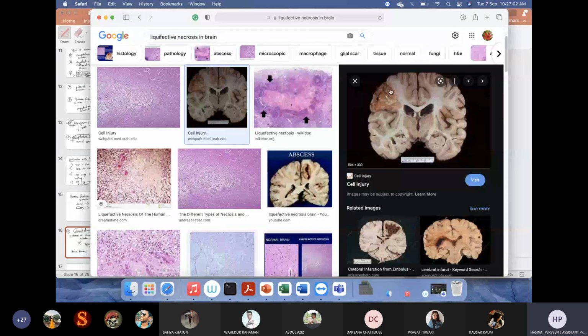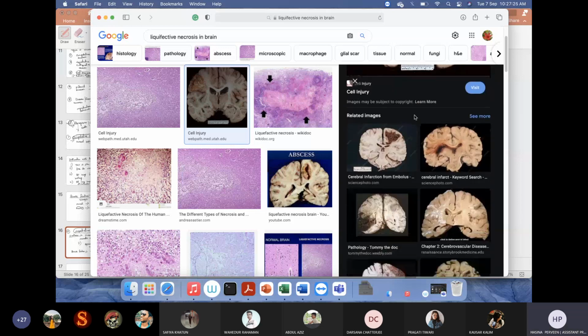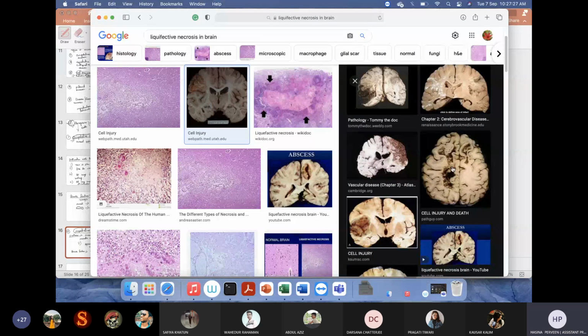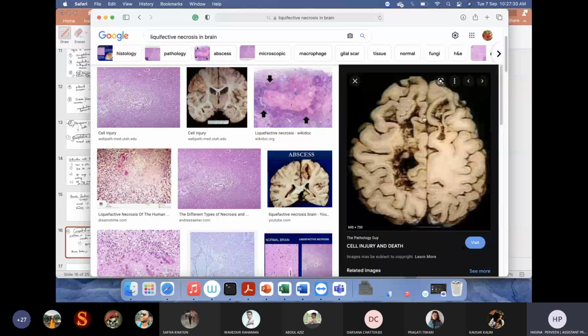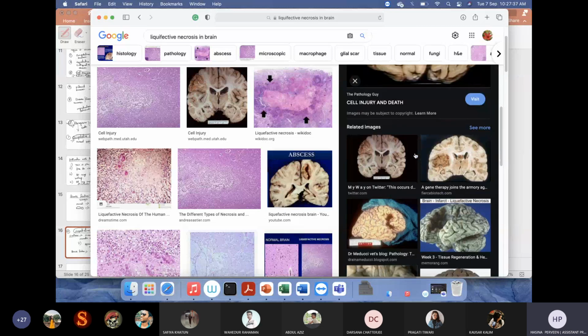So liquefactive necrosis, that means this condition. Lack of oxygen in the brain, that means this type of cavity formation can happen in the brain. This is a cavity formation. This condition is cell injury, and mostly in this condition the person's death can happen.